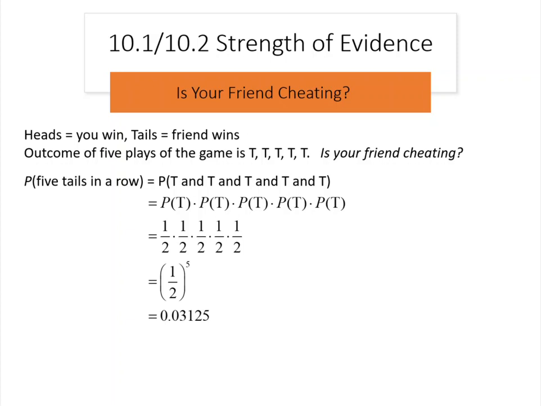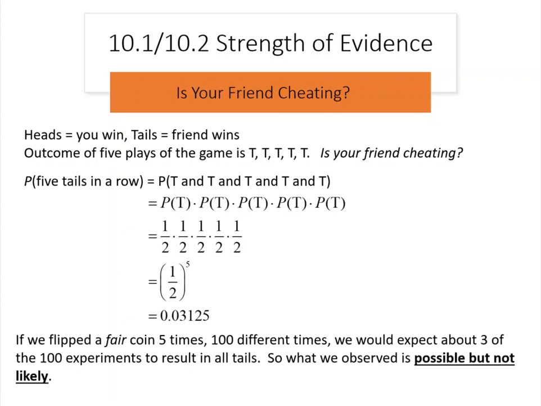To interpret this probability, if we flipped a fair coin 5 times in 100 different trials of that experiment, we expect only 3 of those 100 experiments to result in all tails. So, in other words, this observation we see is possible, but it's not exactly likely, which we've discussed previously.